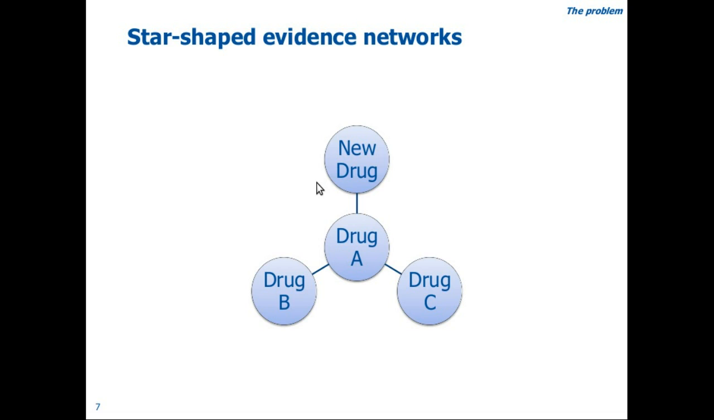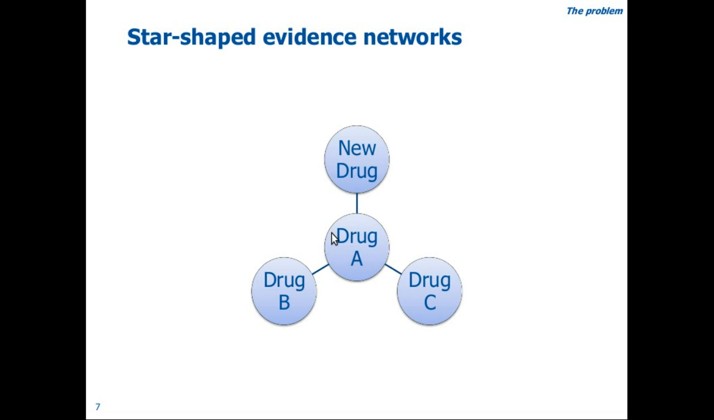So in this case, what this diagram shows us is each of the treatments in an evidence network with lines showing where we have evidence. In this case, we have evidence for everything versus drug A. Now the problem is, if we want to compare our new drug to drug B, we don't have any direct evidence, so we can't do a direct meta-analysis.